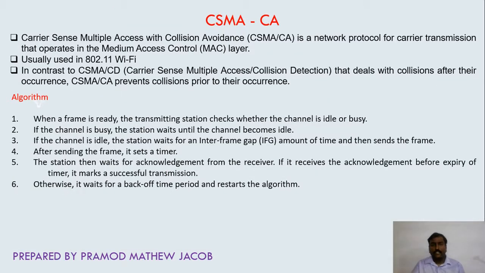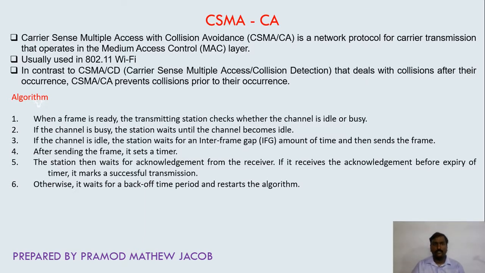In Ethernet, it is possible to detect the collision when it occurs. But in wireless transmission, it is not possible to detect the collision easily. So there we have to use a collision avoidance technique. That is what is called CSMA/CA, carrier sense multiple access with collision avoidance, which is a network protocol for carrier transmission that operates in the medium access control layer, or the MAC layer. It is usually used in Wi-Fi, that is, the 802.11 standard.